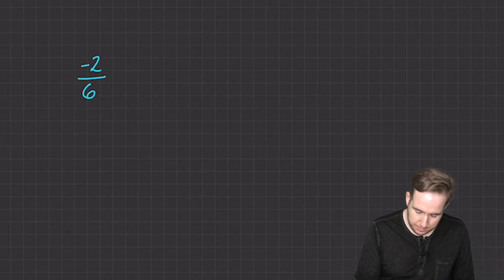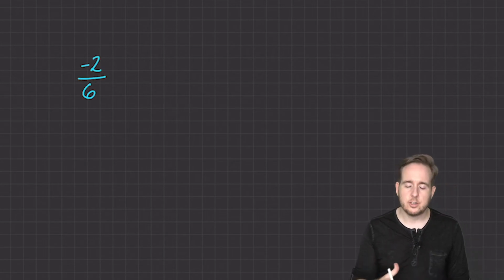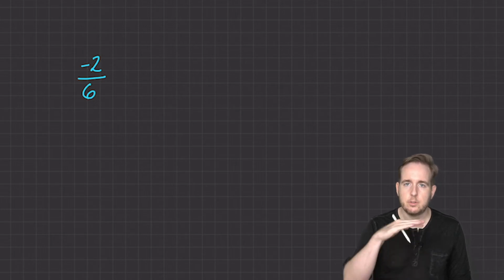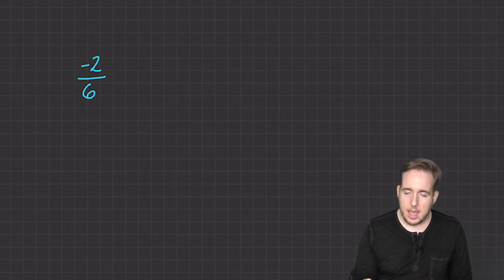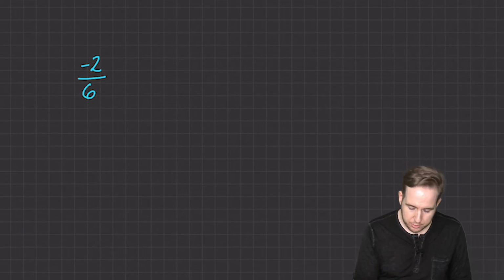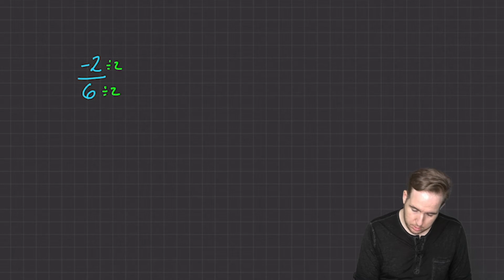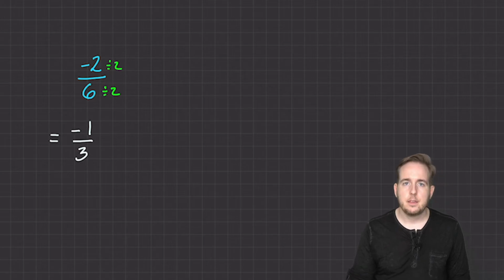-2 divided by 6. However I got that as a question, I wrote it this way. I wrote it with the fraction line instead of the division sign because that's what we do in high school. And now you have options. First and foremost, you should be going, oh, both of those numbers are divisible by 2. So really this should be -1/3.